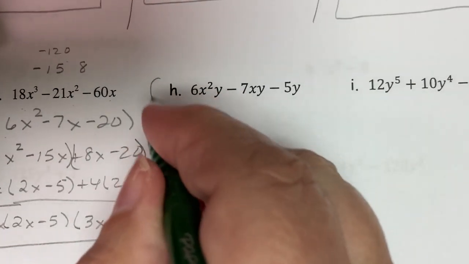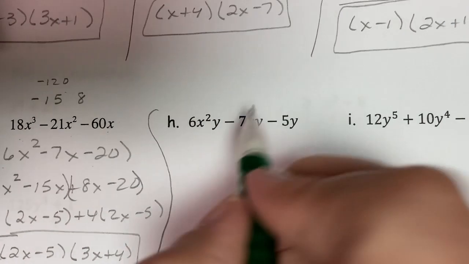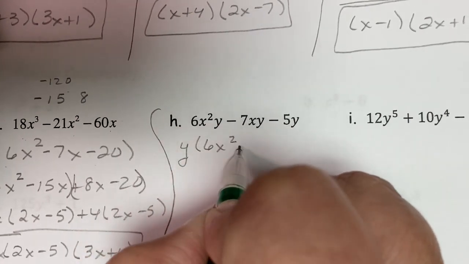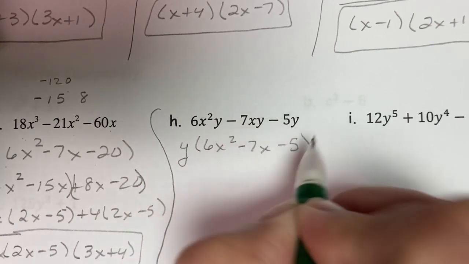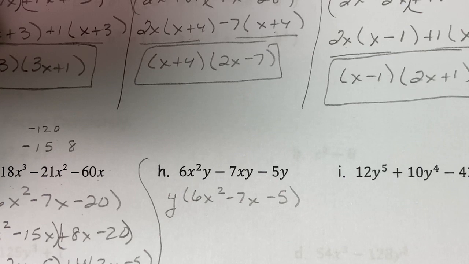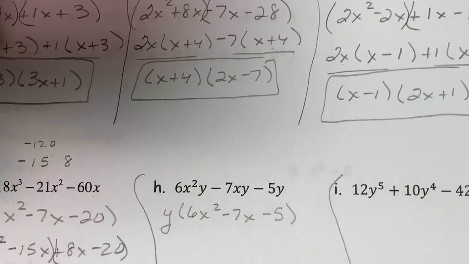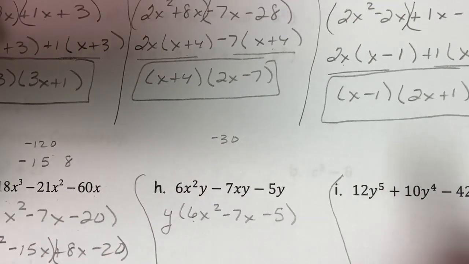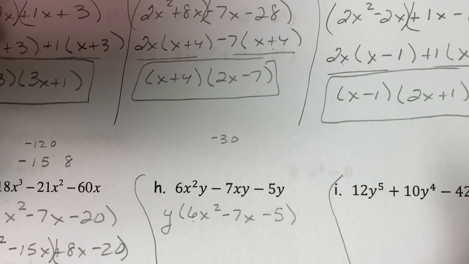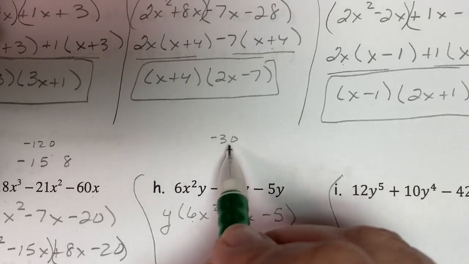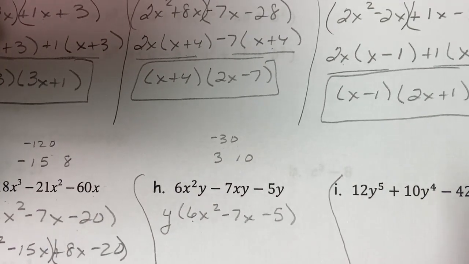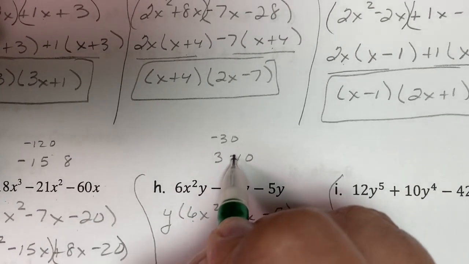All right, hopefully you're getting the hang of this. If you look at all of these terms, you can factor out a y. So let's do that first. 6x squared minus 7x minus 5. All right, so now we've got to figure out, what am I going to break up this negative 7 as? Well, 6 times negative 5 is negative 30. I need two numbers that multiply together to get negative 30 and add together to get negative 7. Well, let's see, 2 and 15, 3 and 10. And because I need the 7 to be negative, it's going to be a negative 10.